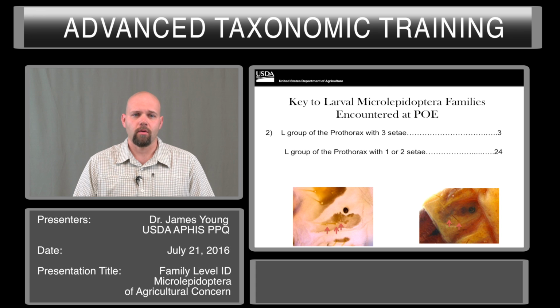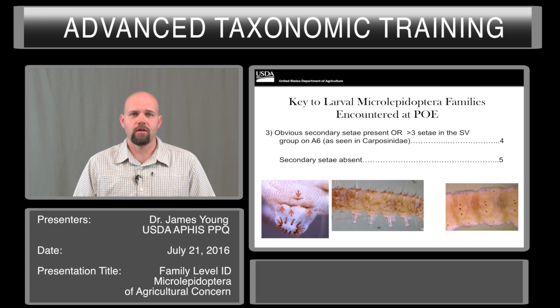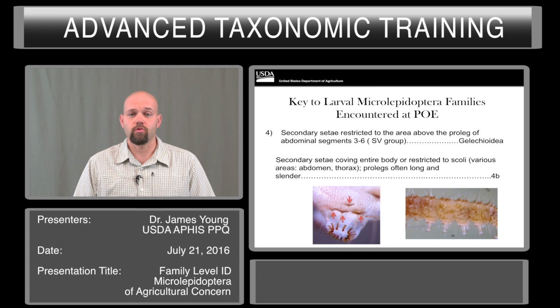In this couplet, we talk about the presence or absence of the second or third seta in the L group on the prothorax, which is illustrated below with the pink arrows. Obvious secondary setae or more than 3 setae in the SV group on A6. This is a character that is seen commonly in some Carposinids, or the setae are absent. Secondary setae, if restricted to the area above the proleg, it's a member of the Gelechioidea.